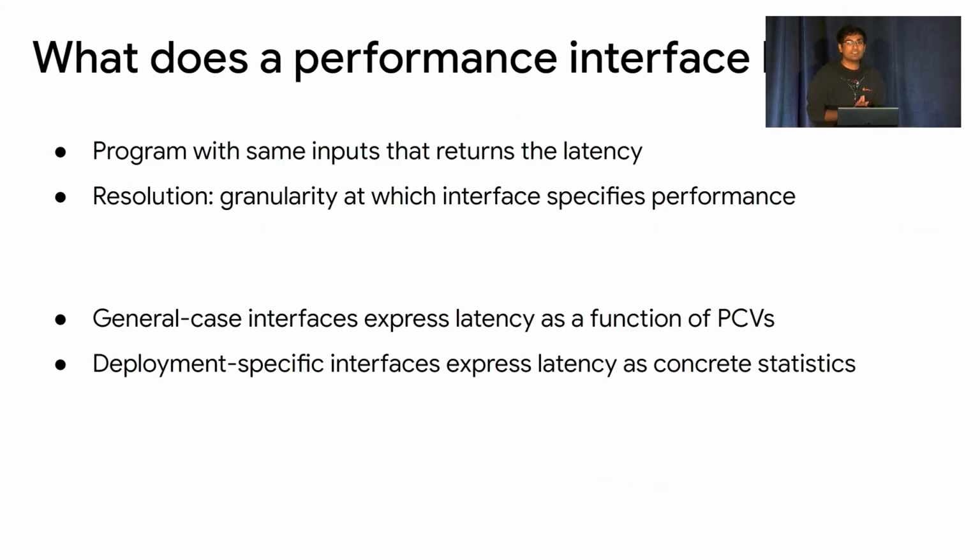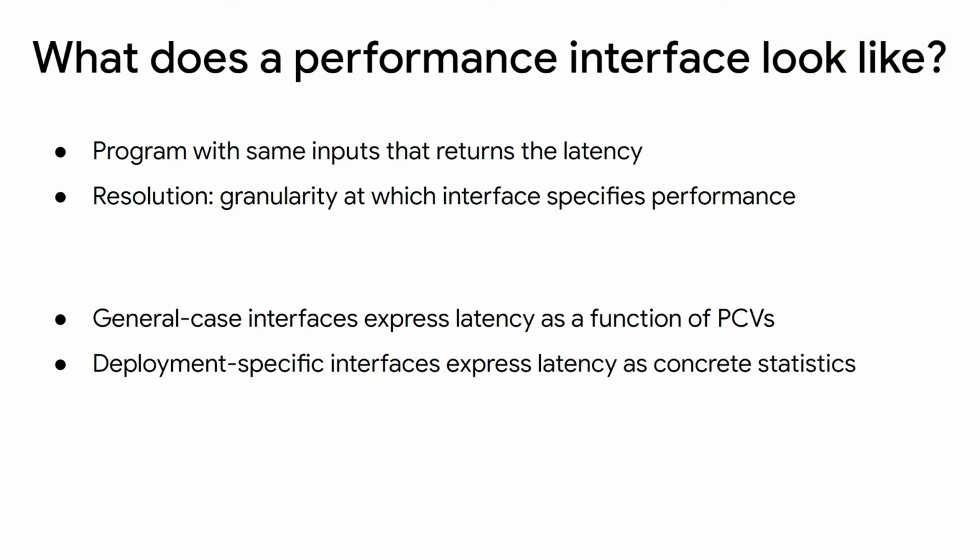So to summarize, a performance interface is a program that takes as inputs the same inputs as the underlying system and returns the latency. It has a resolution which specifies the granularity at which it describes performance. I told you about two kinds of interfaces: a general case interface, which describes performance as formulae, and a deployment-specific interface, which describes latency as concrete statistics, but specific to a deployment.